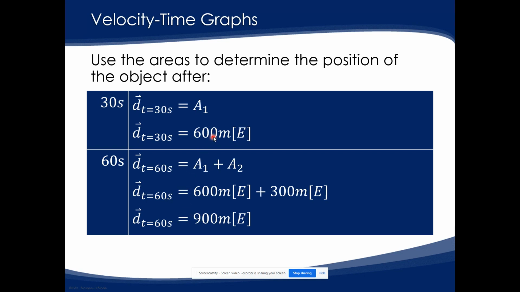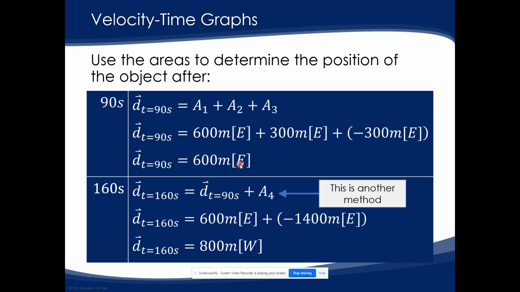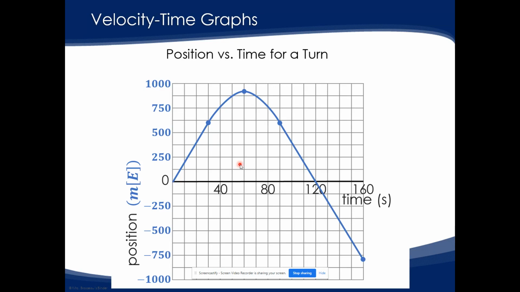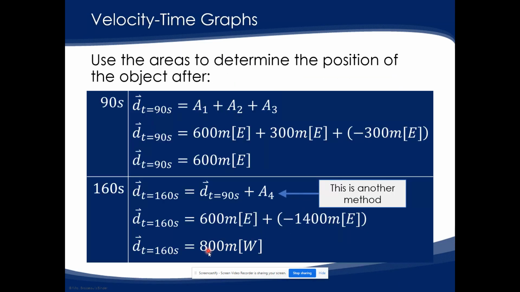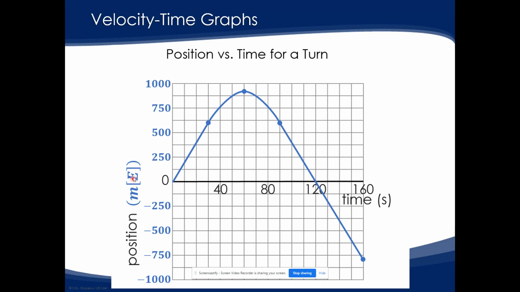So I went from 600 to 900, and then back to 600. So I connect those as a parabola that opens up downwards. And then my last calculation gave me 800 meters but west. So that actually means on my graph, since my graph axis is in the east direction, that I'm going to have 800 on the negative portion of the graph.